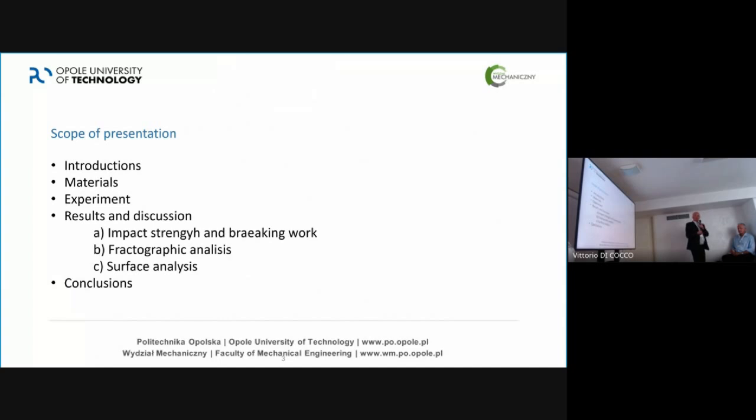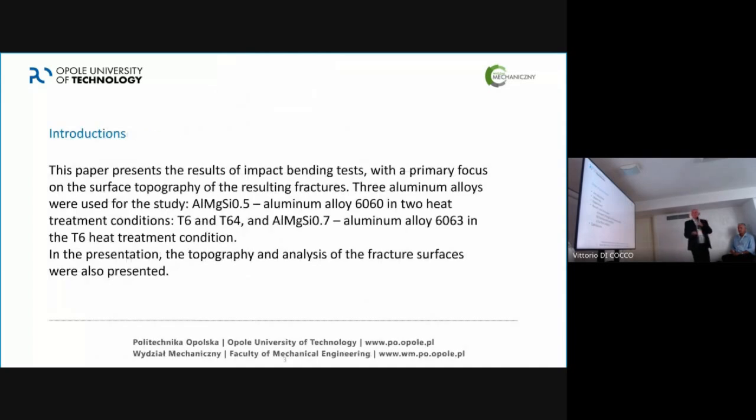About the experiment and results of discussion, impact strength and breaking work, topographic analysis, and surface analysis, and at the end, conclusions. The paper presented the results of the impact bending test, which primarily focused on the surface topography of the resulting fractures. Three aluminium alloys were used for the study. Exactly, aluminium alloy 6060 in 2 heat treatment conditions, T6 and T64, and aluminium 6063 in T6 treatment condition.